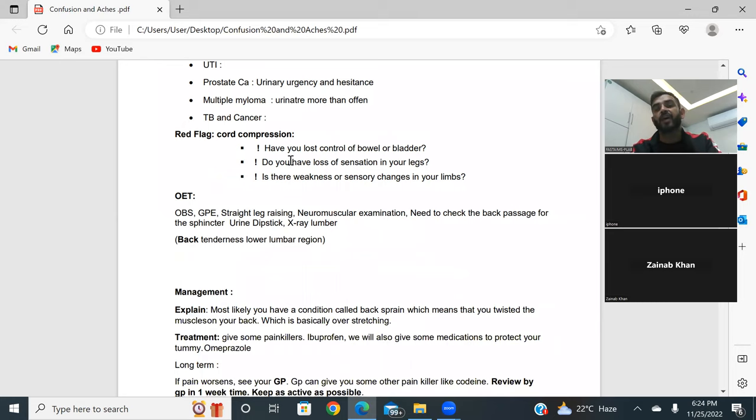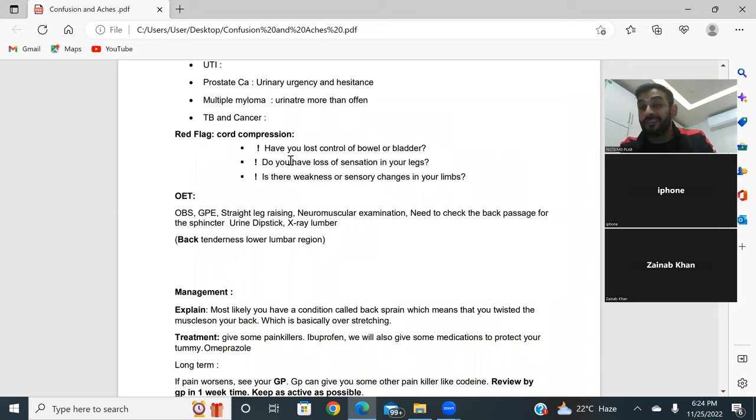Then there come the red flags. Even in this scenario, if you forget to ask about red flags, even if you have made the perfect diagnosis and given the perfect treatment, the examiner will assume that you have not asked this question. How are you assuming that it is not dangerous?